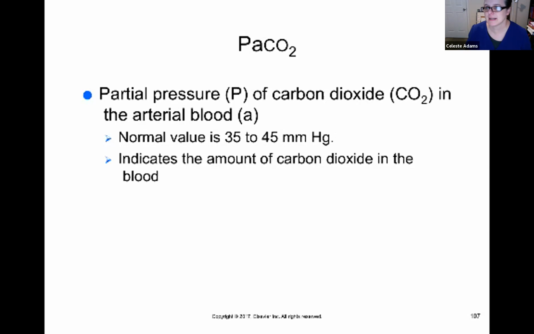PaCO2 is the carbon dioxide. This is what I'm going to need you to be looking at in the problem solving. PaCO2 is the partial pressure of carbon dioxide in the arterial blood. So it's the pressure that carbon dioxide brings to the table. Normal value is 35 to 45. You need to know this. 35 to 45 for CO2, and it indicates the amount of carbon dioxide in the blood.